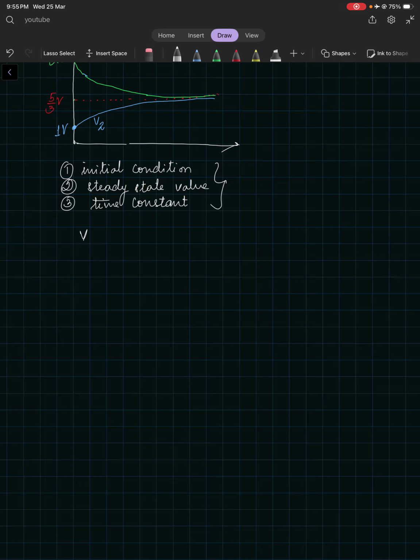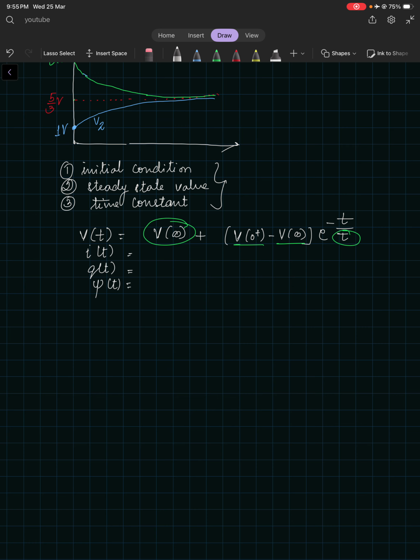For example, in the case of voltage, you can write it like this: v of t equals v of infinity plus v of 0 minus v of infinity, times e to the power minus t by tau, where tau is the time constant. So if you know the initial condition, the final steady state value and the time constant, you can always draw the graph. The same thing applies to i of t, q of t and psi of t, where psi is the flux. Generally in engineering questions, v, i and q are asked, psi is not asked, but it applies to all these four parameters.